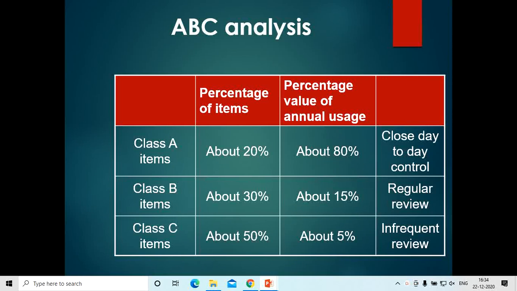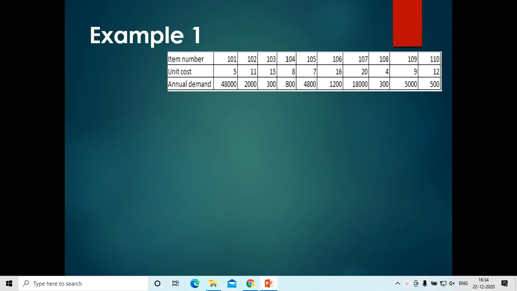In this way, we have seen that in ABC analysis, we have segregated the items into A, B and C categories. So let us take an example in which the question is asked that we have to segregate the items into A, B, C using ABC analysis.